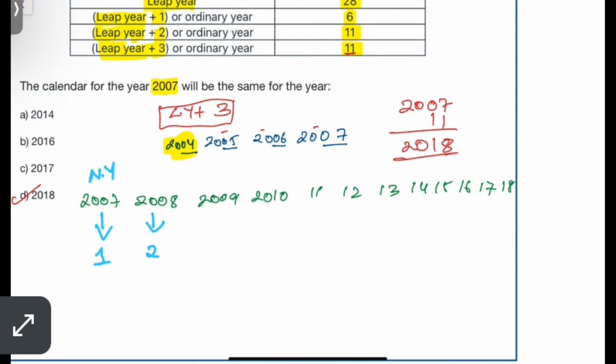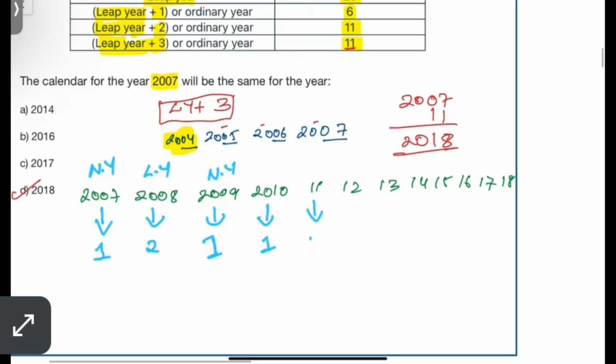This is a normal year. This is a leap year. That means this is a normal year. So 2009, again in a normal year, there's only one odd day. In 2010, it's a normal year. It will have only one odd day. What about 2011? Only one odd day. So this is a normal year.